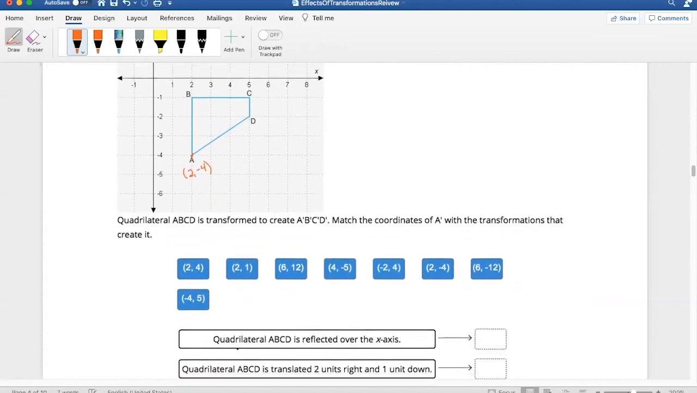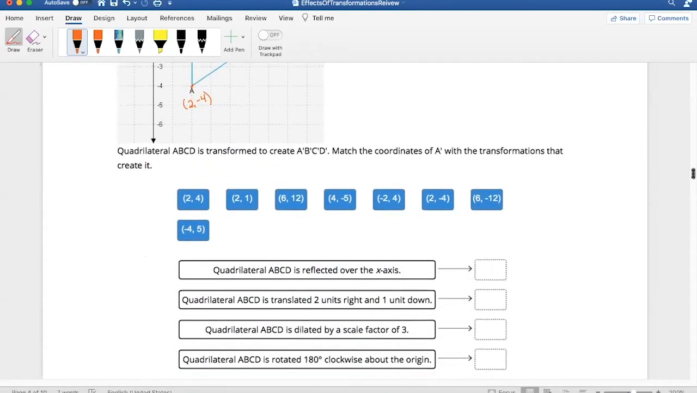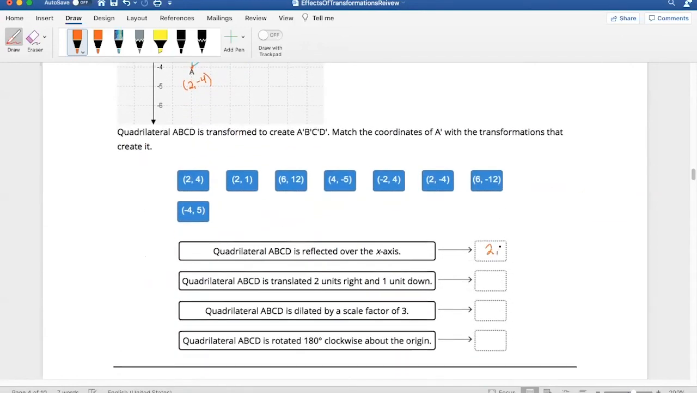And quadrilateral ABCD is reflected over the x-axis, well, that means it's going to flip over the x-axis. Right now it is down 4. So when we do a flip, that point A is going to end up here. And that would be our A prime in that case. And that would be located at 2, 4. So that would be after reflected over the x-axis.